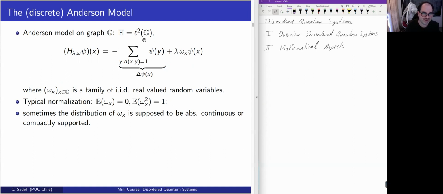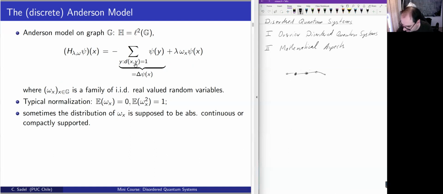And okay, so d here is the graph distance, and graph distance 1 means it's the nearest neighbor. So graph distance is the number of edges you need to get from one vertex of the graph to another vertex of the graph, right?